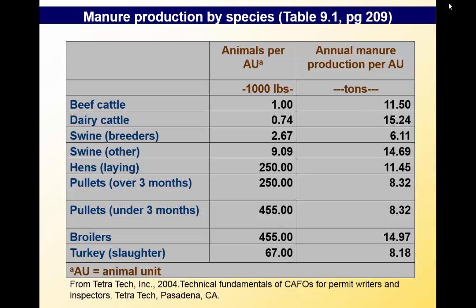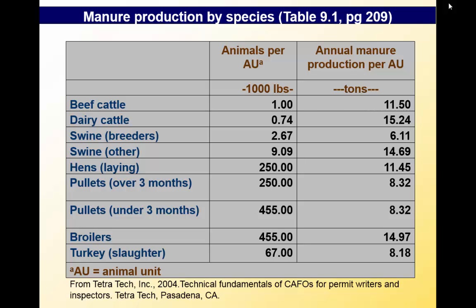But we have to have some way to standardize so this can be discussed and so you can make some kind of calculation. You can't go out into somebody's farm and weigh every single animal they have. So they have tables. One animal unit of a beef cattle is 1,000 pounds. If you have a 1,000-pound beef cattle, it produces 11.5 tons of manure annually. So that way they know that no matter how many beef cattle you have and no matter what their difference in weight, if you have 1,000 pounds, that's how much manure is created.